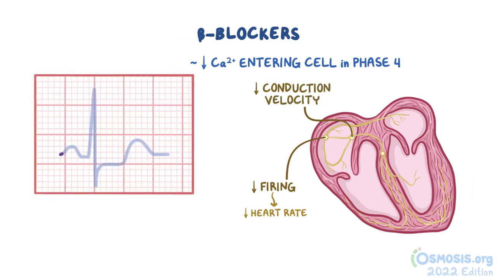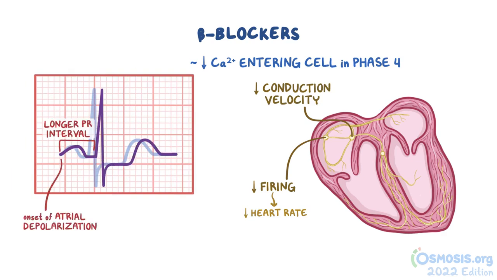On the ECG, this shows up as a longer PR interval, which is the time between the onset of atrial depolarization and the onset of ventricular depolarization.